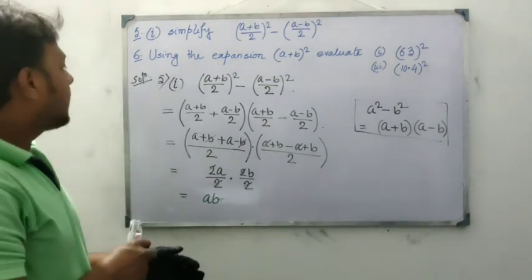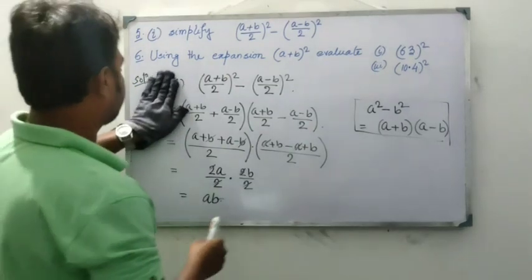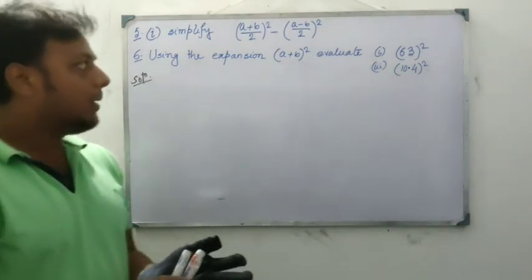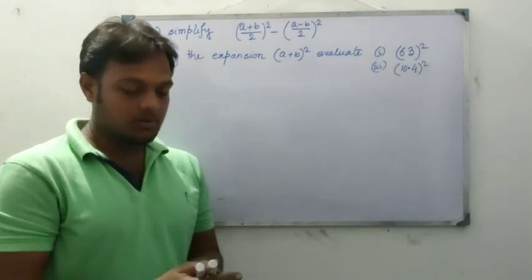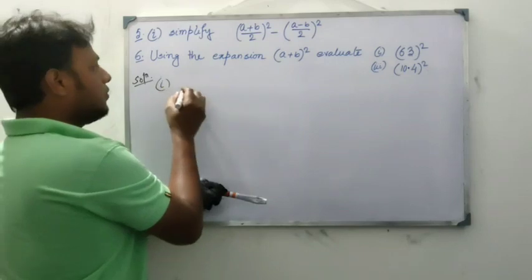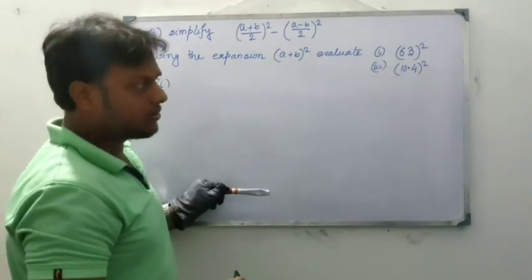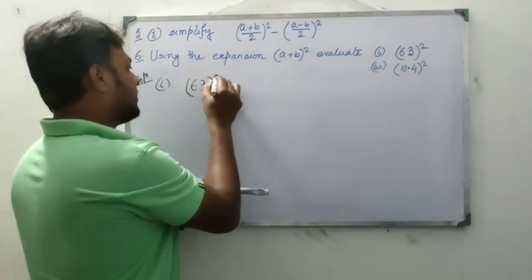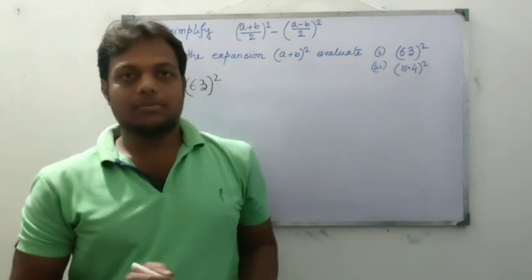Okay, pause the video and note down the solution. Next, 6 number problem. Using the expansion (a plus b) whole square, evaluate 63 whole square. Okay, we have to compute the value of 63 whole square by using the identity for (a plus b) whole square.